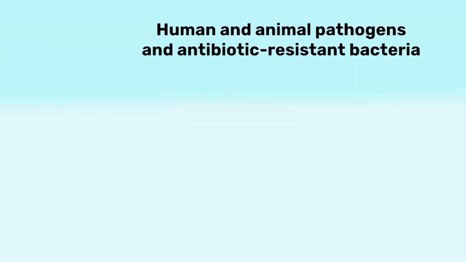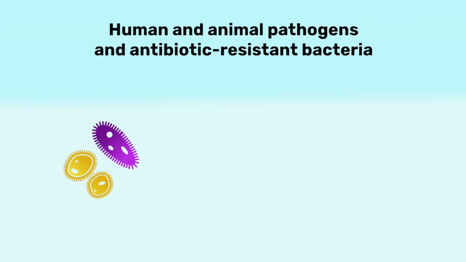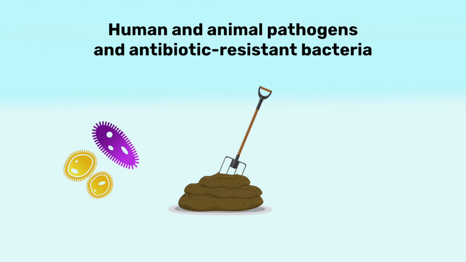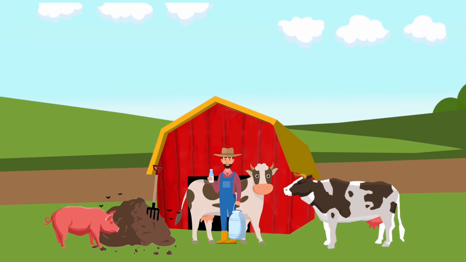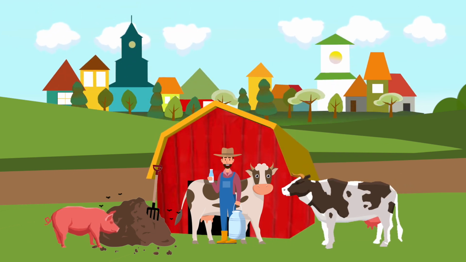Human and animal pathogens, harmful compounds, and antibiotic-resistant bacteria are present in livestock wastes and may be aerosolized in large quantities when spreading on agricultural land. Once airborne, these contaminants can then affect the health of workers, animals, and surrounding rural communities.